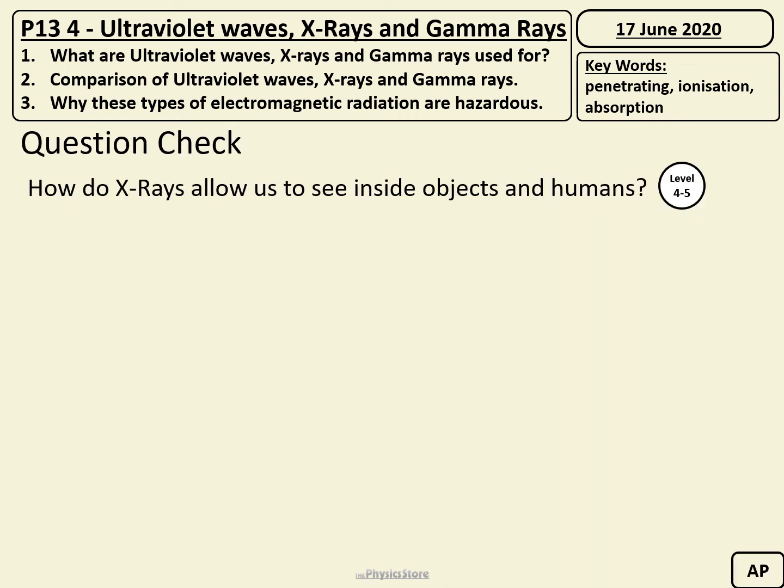Question check, grades 4 to 5. How do X-rays allow us to see inside objects and humans? This doesn't describe the process of how they're actually produced, it just tells us how we're allowed to actually see that. So pause and then get ready to have the answers revealed.